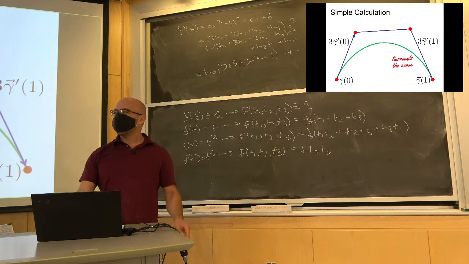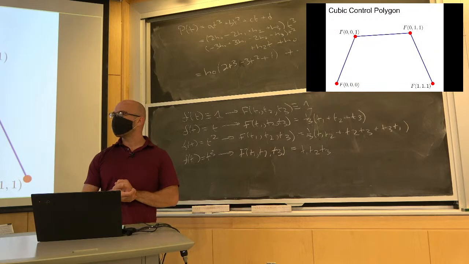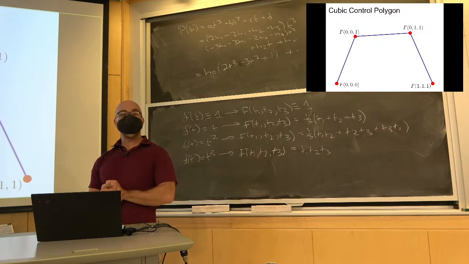So let's convince ourselves that we can get points along our curve from these 4 points from our cubic blossom. This is a cool algorithm. Does anybody know the name of this algorithm, by the way? Bonus points if you pronounce it correctly, because I actually don't know how to pronounce it correctly. This is called the de Casteljau algorithm. And it looks like this.